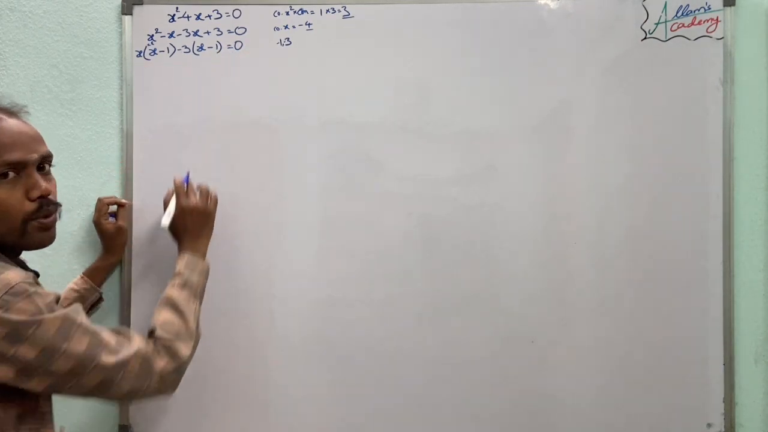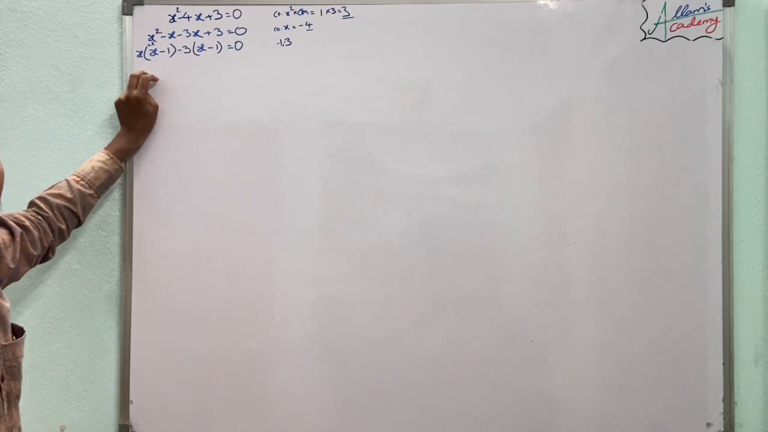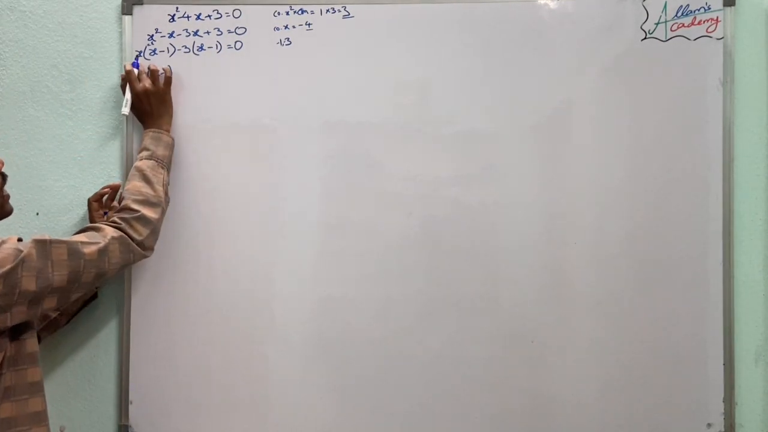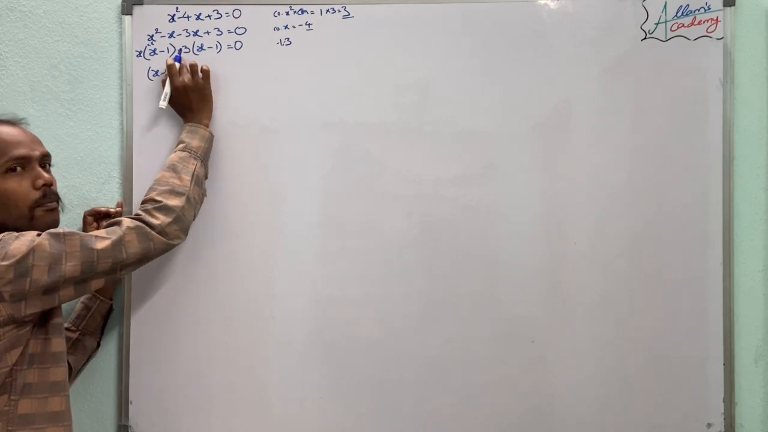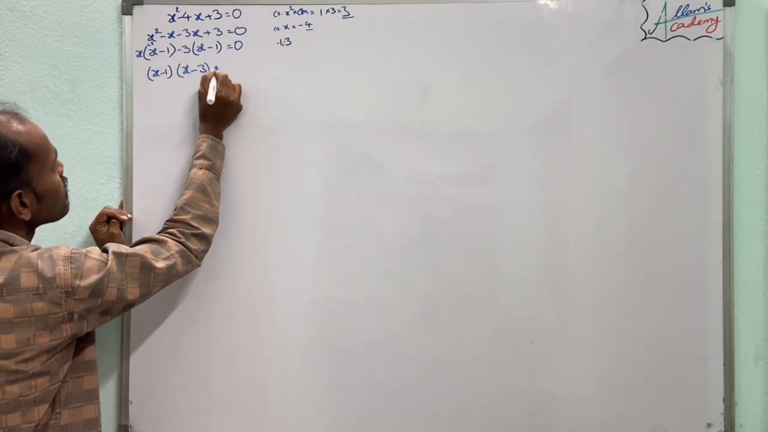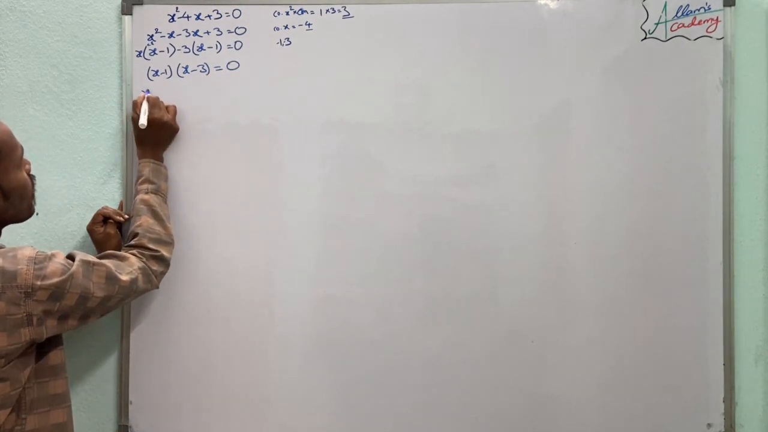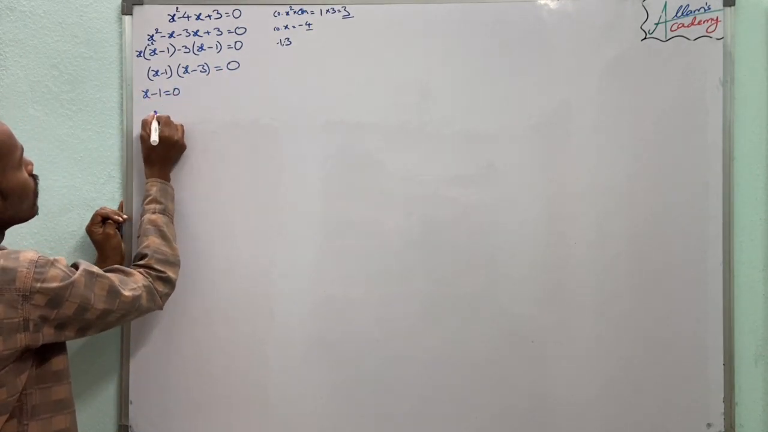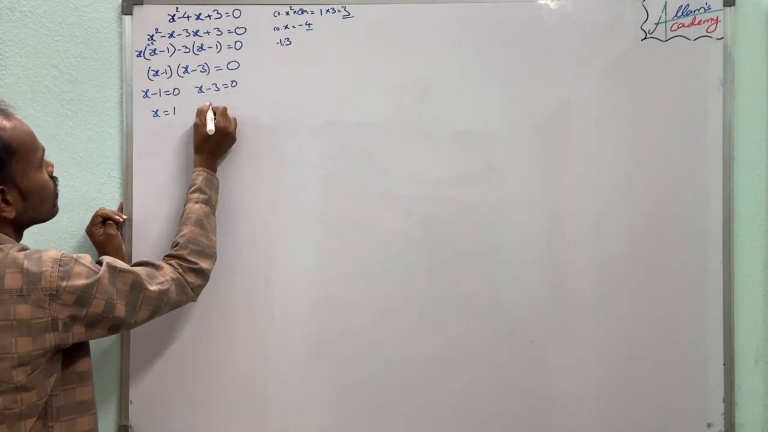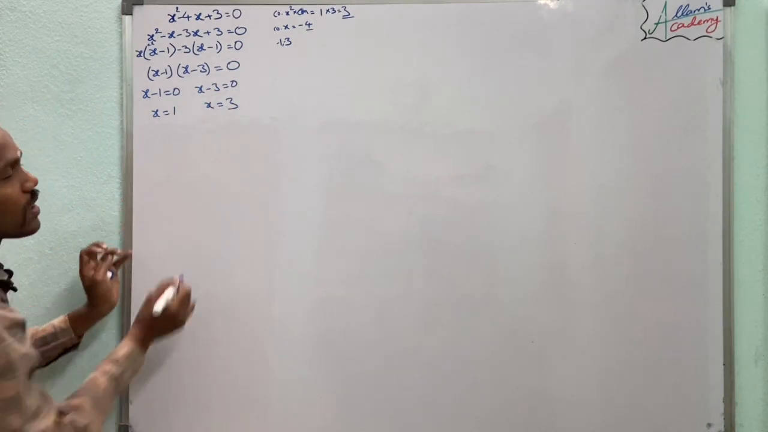Now in both terms x minus 1 is common. Writing x minus 1 common, x remains and minus 3 remains. So x minus 1 into x minus 3 equals 0. If x minus 1 equals 0, then x equals 1. If x minus 3 equals 0, then x equals 3.